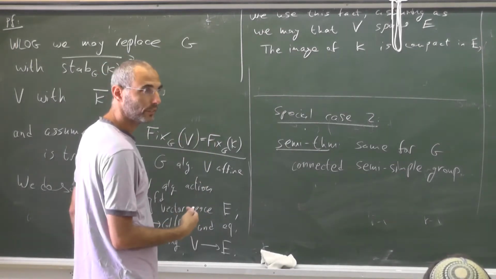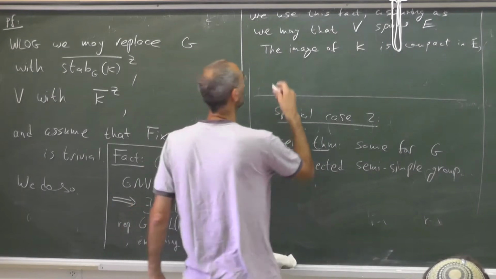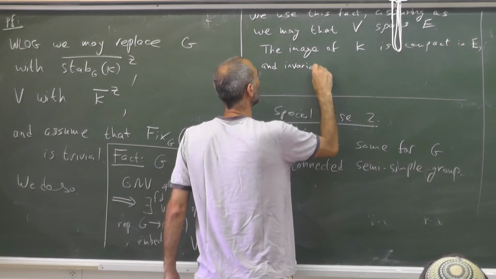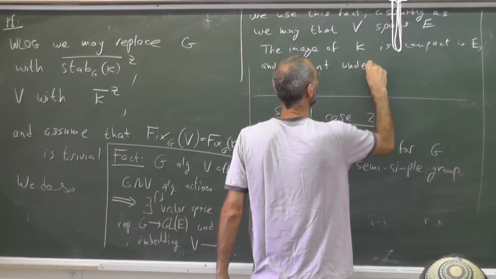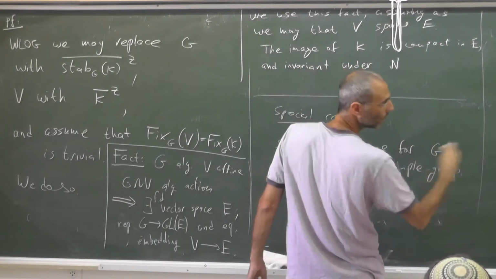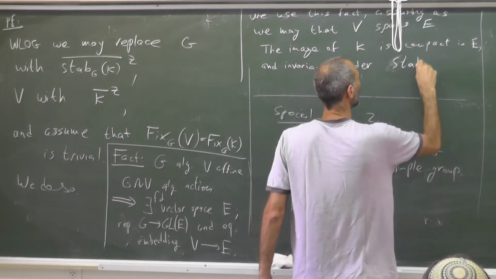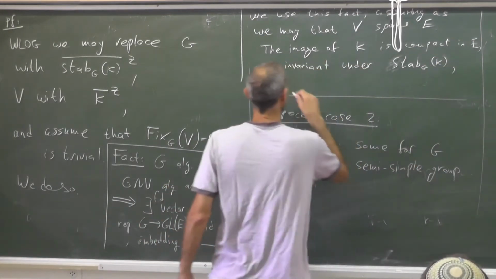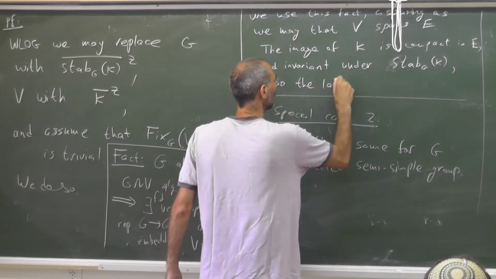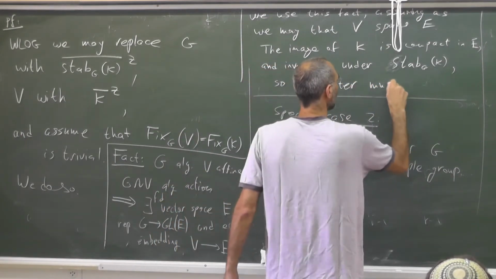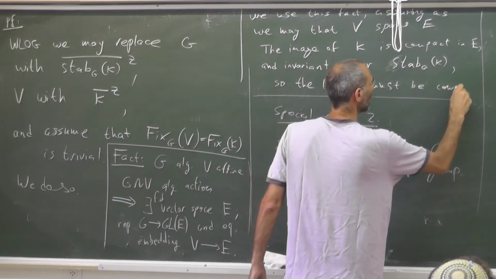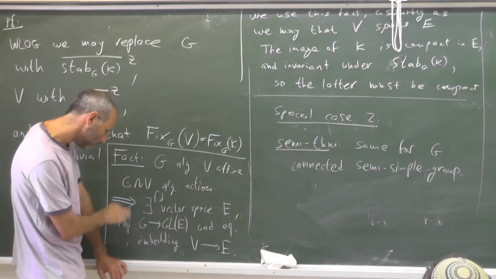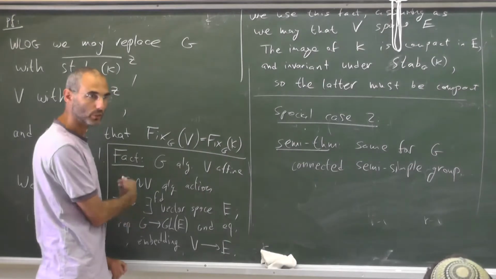And invariant under normalizer of the stack. So the latter must be compact. Or maybe I guess I'm using the fact that I have no room anymore to write down, so I just say it.